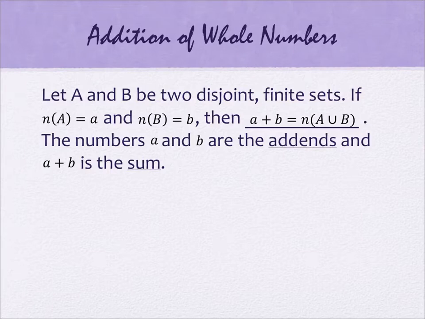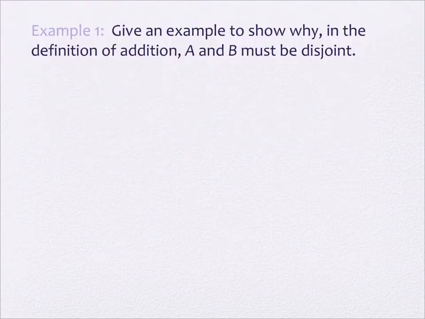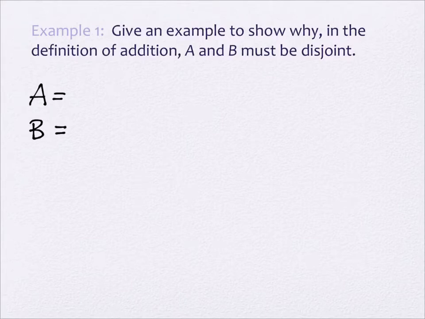There is a condition here that I want to draw your attention to, and the condition is that the sets A and B have to be disjoint. So our first example is going to deal with just that. It says to give an example to show why, in the definition, the sets have to be disjoint. So we're going to create two sets that are not disjoint, and show how the definition would fail if I didn't have that condition met.